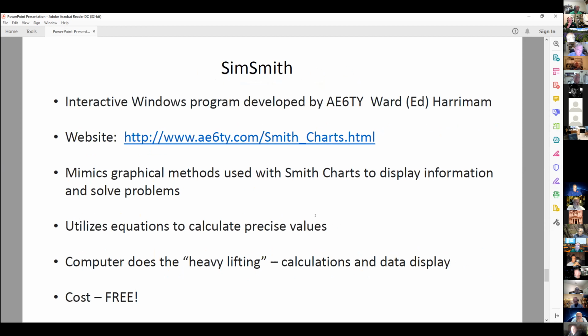SimSmith is a program. It's written in Java or JavaScript. It runs on Windows, and it was developed by AE6TY, Ward Harriman. There's his website. This mimics the graphical methods used by the Smith chart to display information and to solve problems. And it uses all the equations that we have talked about at a very high level earlier to develop precise values.